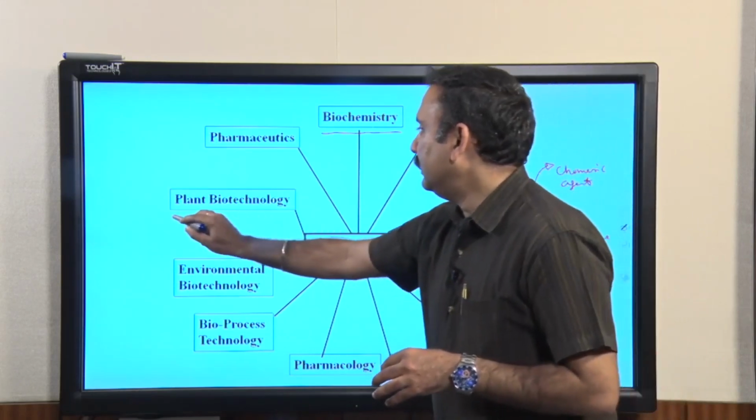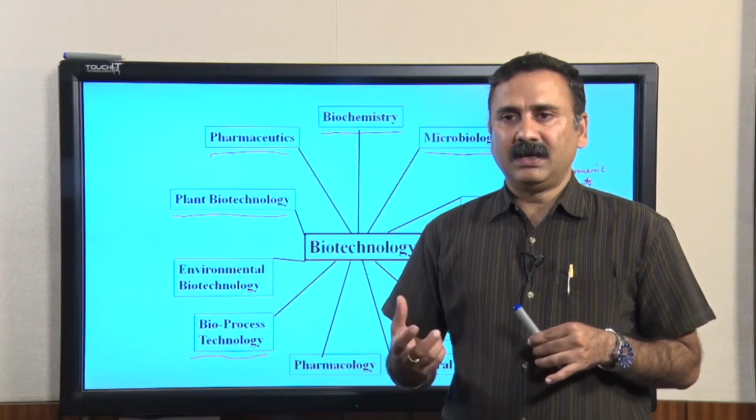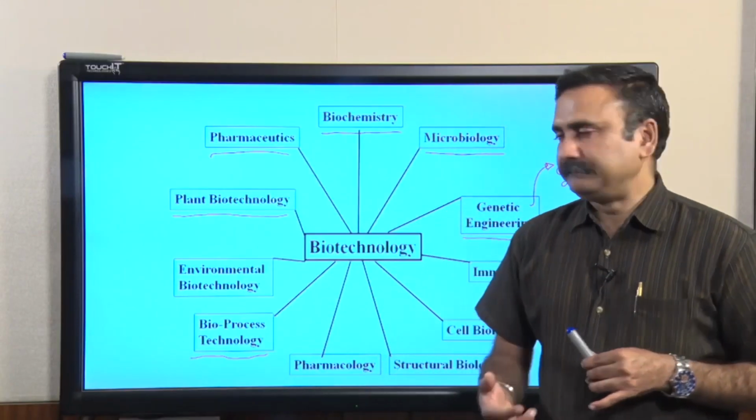Then you also need the inputs from plant biotechnology as well as pharmaceutics to develop the new drugs, and you also need the inputs from bioprocess technology. The bioprocess technology is going to help you to upregulate or downregulate a process in such a way that you do not have to compromise with the quality of the product, as well as you will increase the yield or the productivity.